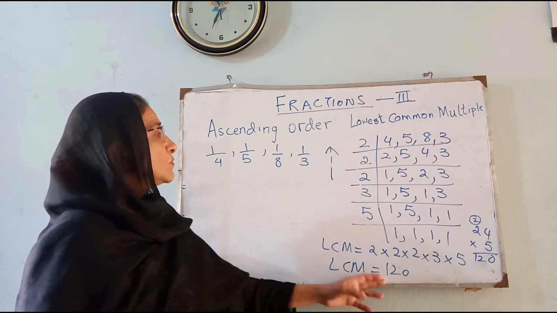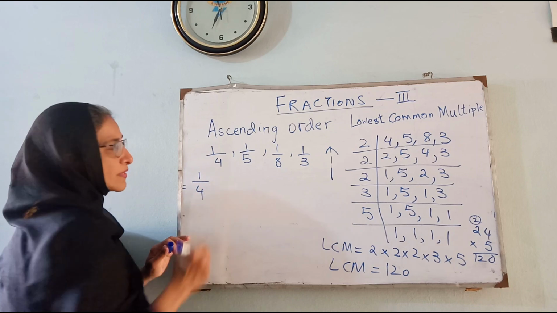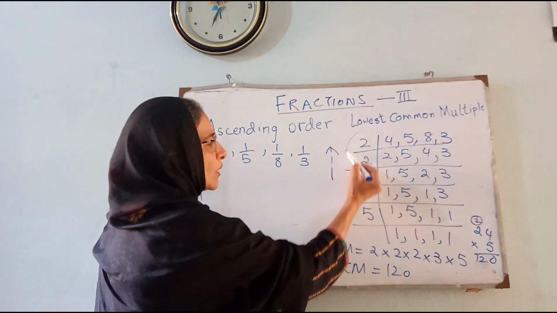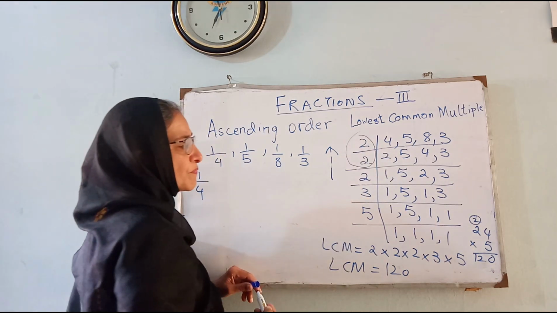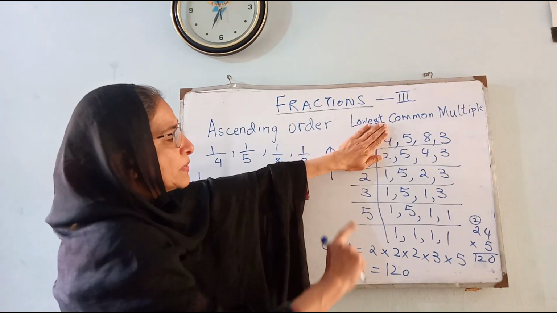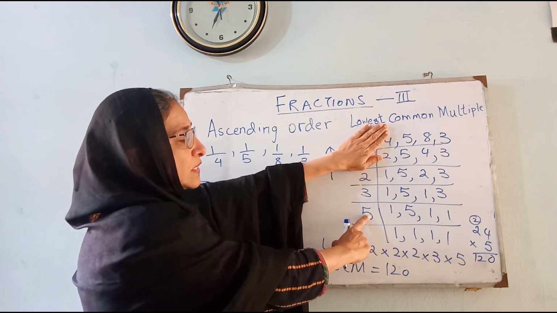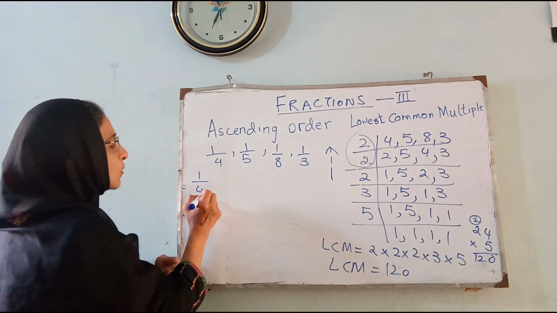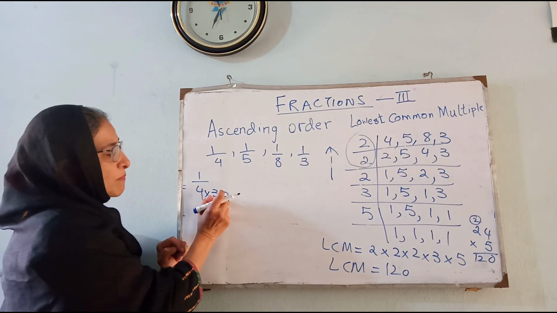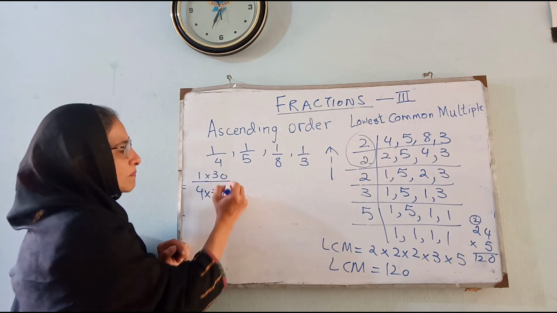So how are we going to do it? The first fraction is 1 by 4. Looking at your LCM, you can see that you are going to get the 4 from here. So leave this 4. What is the number that is left? 2 threes are 6, 6 fives are 30. So 4 multiplied by 30 is going to give me 120. I have multiplied this with 30, so I am going to multiply this also with 30.